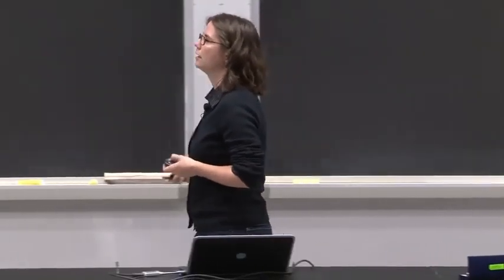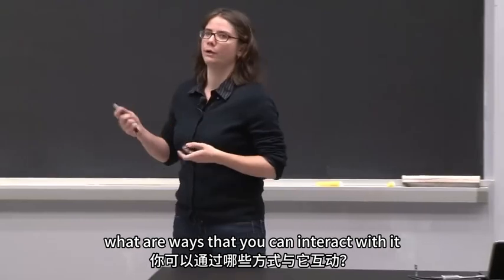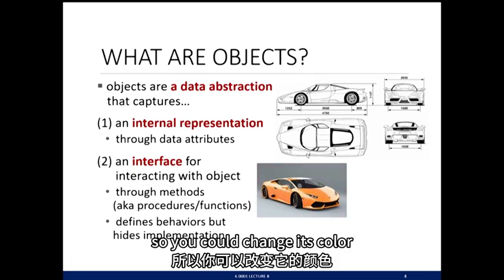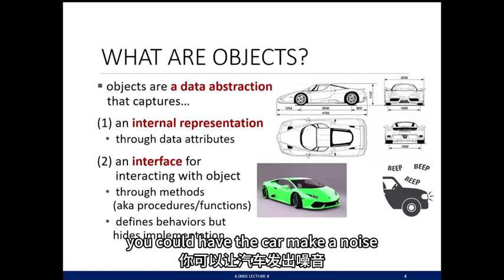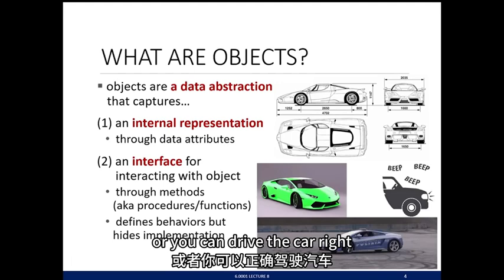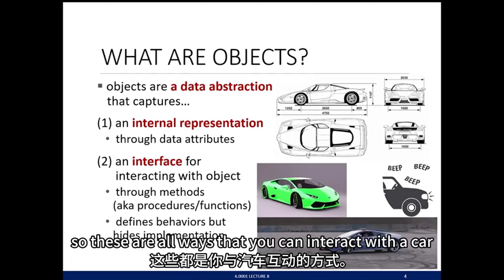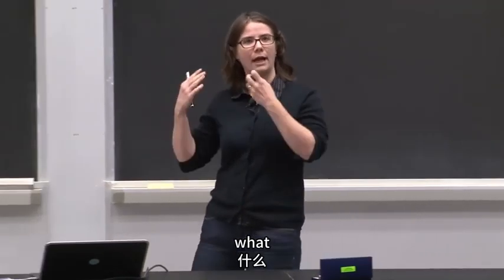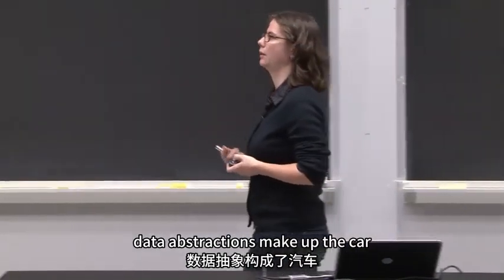Okay? The interface for the car is what are ways that you can interact with it. So for example, you could paint a car, right? So you could change its color. You could have the car make a noise, and different cars might make different noises. Or you can drive the car, right? So these are all ways that you can interact with a car. Whereas the representation is what makes up the car, what data abstractions make up the car.